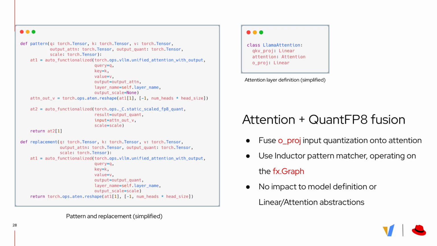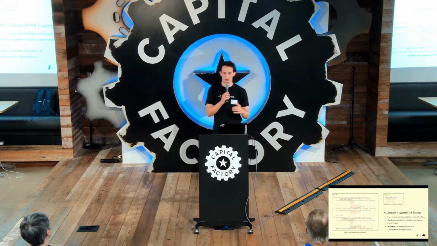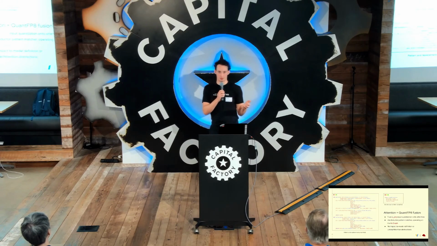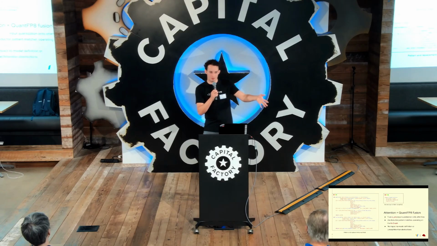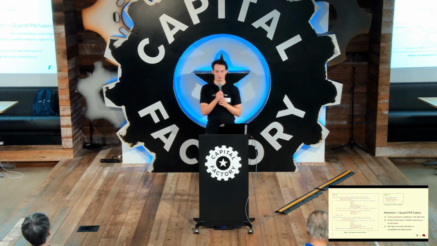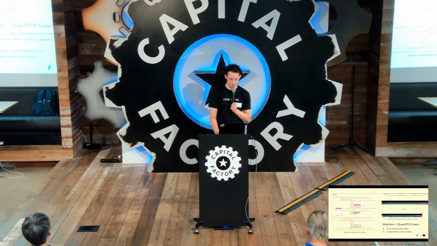And anytime it sees the pattern in a graph that you give it, it replaces it with the replacement. By doing that, we can fuse these two operations without any impact to the model definition or the linear and attention abstractions, right? In this top diagram, you can see the linear layer for OPROJ and the attention layer for attention, and they're separate. So we can't just move things in between them without changing them and doing surgery. But if we do it at this FX graph layer, then we can do the fusion and get the maximal performance, and not sacrifice our abstractions.